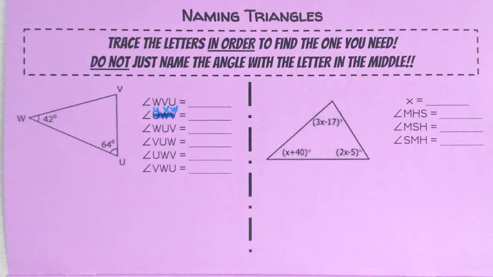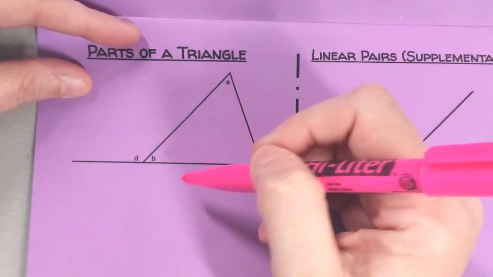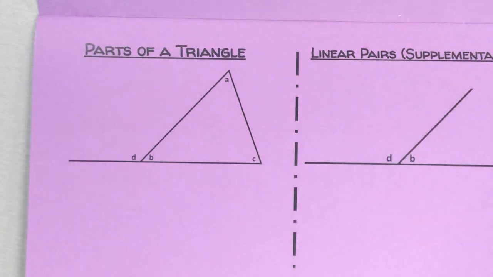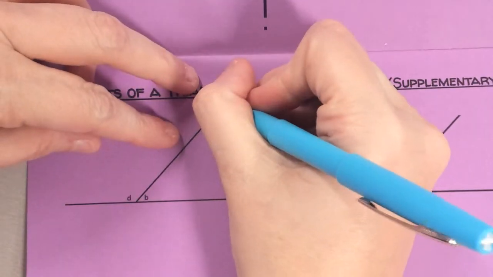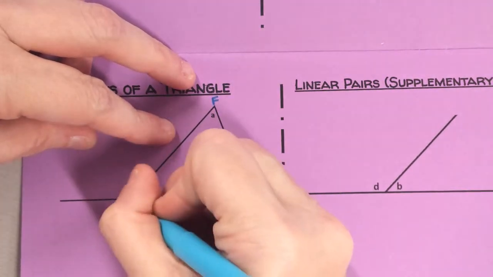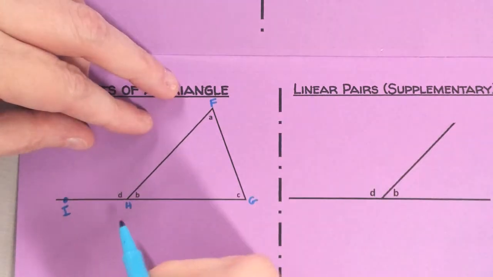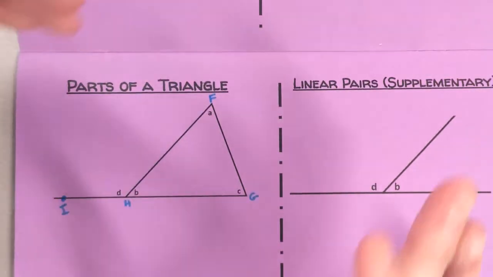When we name a triangle, we trace the letters in order to find the one that we need. Now, I'm going to show you why that matters. If all we did was look for an angle, let's pretend that we had F, G, H, and then there was another dot here, I. Okay? There are two angle H's. Technically there's three, but there's two angle H's. D and B are both an angle H.